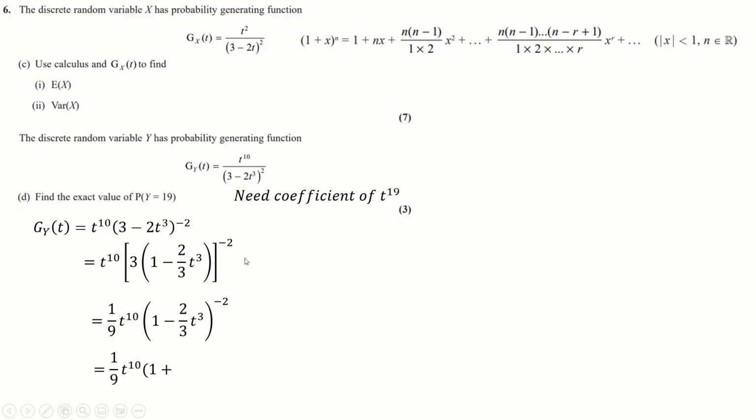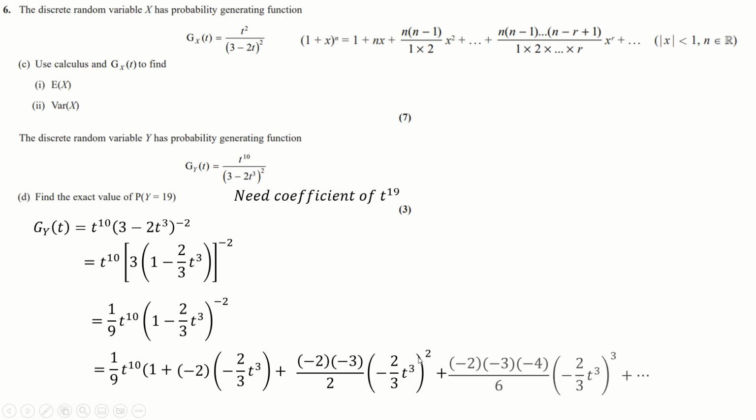I should probably say at this point as well, if I want the power t to the 19, I've already got t to the 10 here. So therefore, I need t to the 9 from this. But every time I take one of these things, I get a t to the 3. So I only need 3 of these things to get t to the 9, combined with t to the 10 makes t to the 19. I don't care about this term, that gives me a t to the 3. I don't care about this term, that gives me t to the 6. This term here gives me t to the 9, times t to the 10 gives me t to the 19. So I just need to work out the coefficient of this thing.